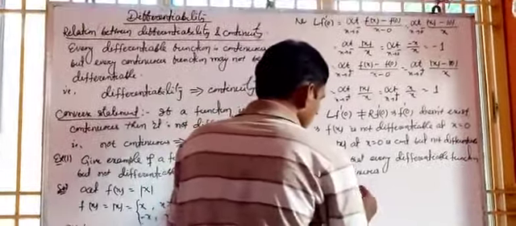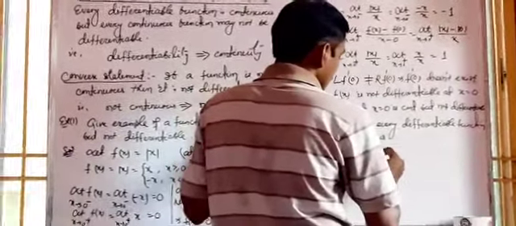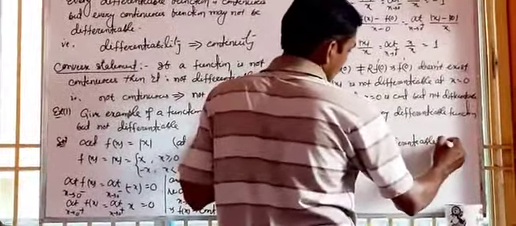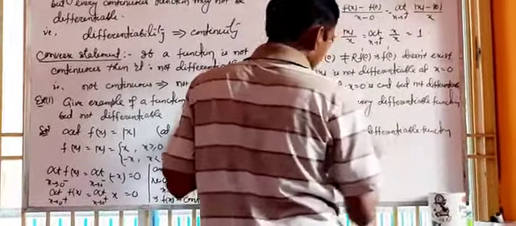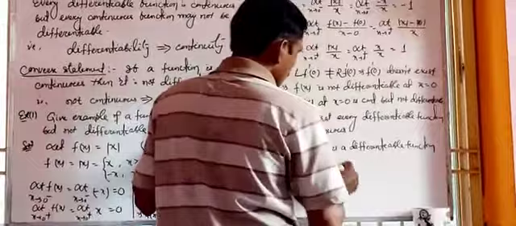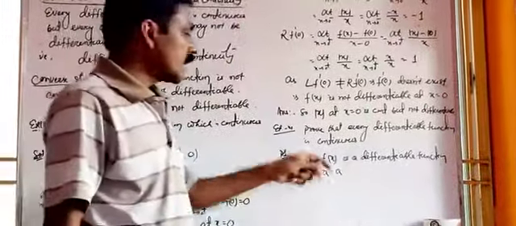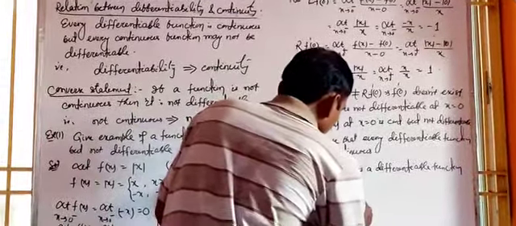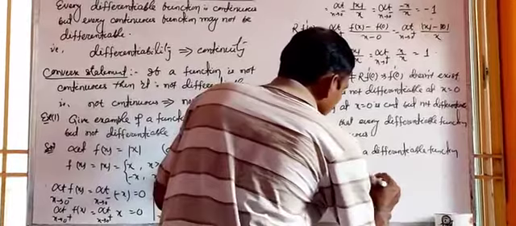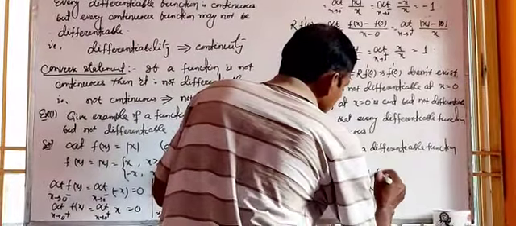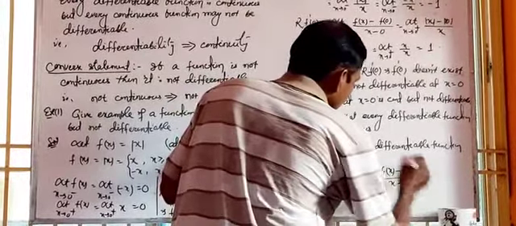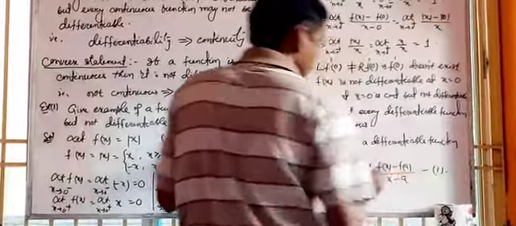Like, f of x is a differentiable function at x equal to a. So when it is differentiable, when the derivative exists, we have given f dash of a equal to the limit x tends to a of f of x minus f of a by x minus a. It is given. Suppose this is our first condition.